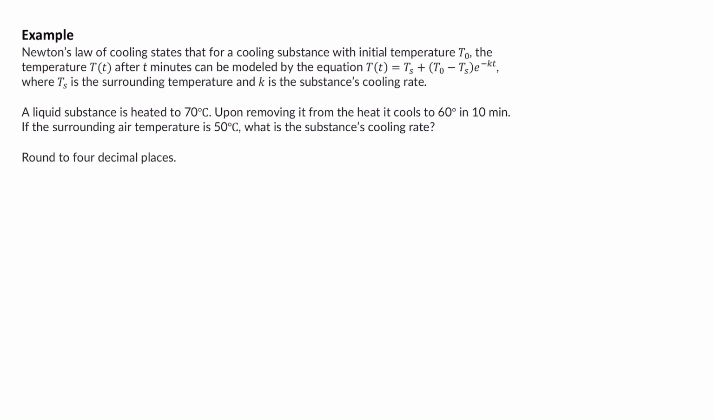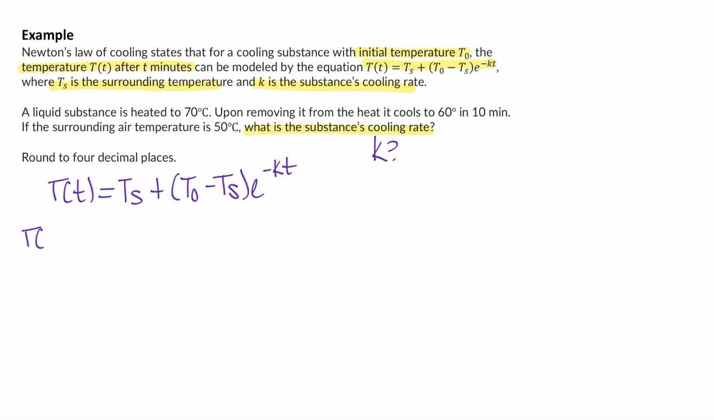Upon removing it from heat, it cools to 60 degrees in 10 minutes. If the surrounding air temperature is 50 degrees Celsius, what is the substance's cooling rate? Okay, so a lot of information here. So we have initial temperature T naught, temperature T(t) after t minutes, and we have this equation, and Ts is the surrounding temperature. K is the cooling rate. So it's asking us for the cooling rate, so we already know that we need to find k in this equation: T(t) = Ts + (T naught - Ts)e^(-kt).